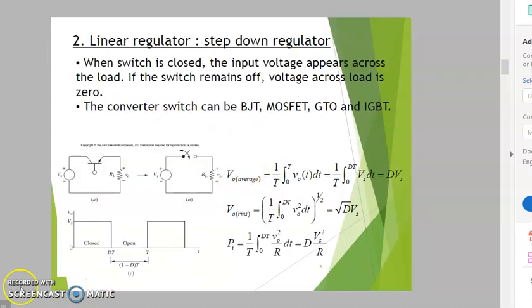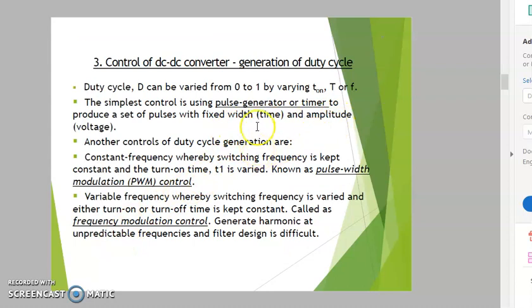So the magnitude here is Vs, but the width will be manipulated or provided by a simple pulse generator or timer. Another control is that the duty cycle can be produced using constant frequency, whereby we fix the frequency but modify the width of the pulses, so it becomes pulse width modulation control.